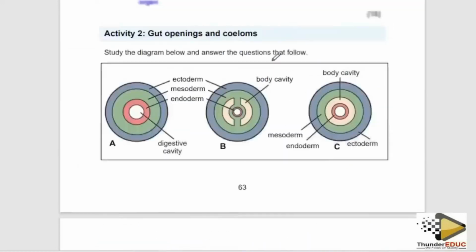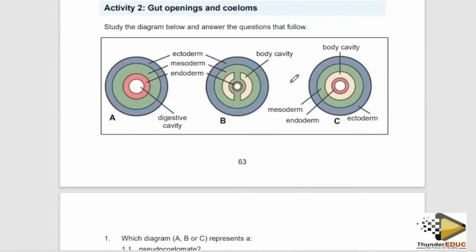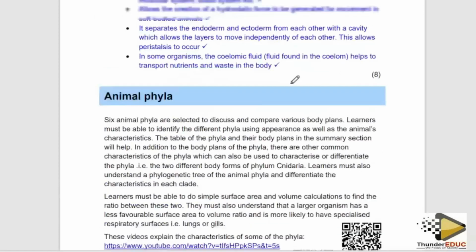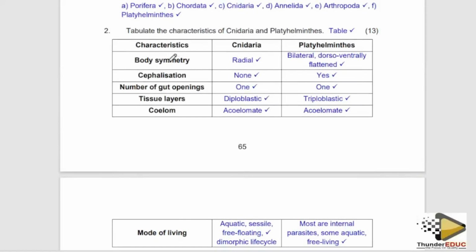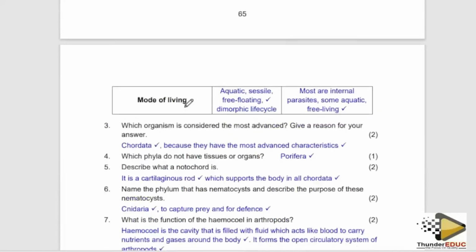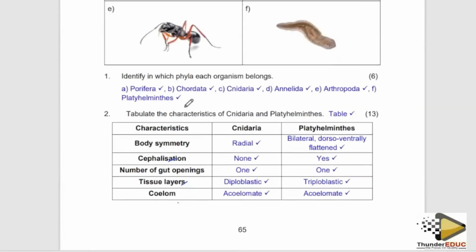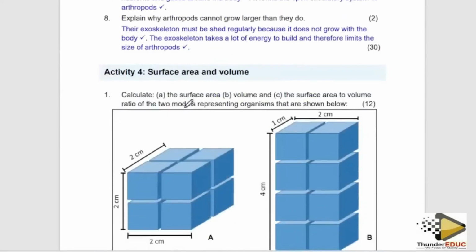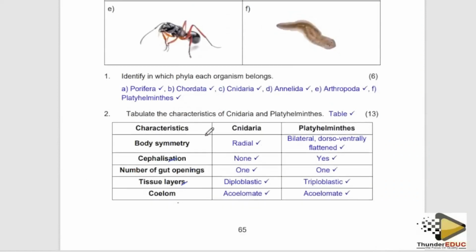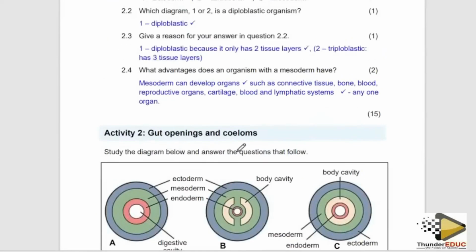Let's go to, you see the question they're asking? It's the same thing I've been talking about. Symmetry, cephalization, number of guard layers, and tissue, stomata. That's what they are looking for. They are not going to ask you too many things. So don't waste too much time. Focus on this and this. So that's why I'm saying I'm giving it 10 hours. So it's not that big a deal.